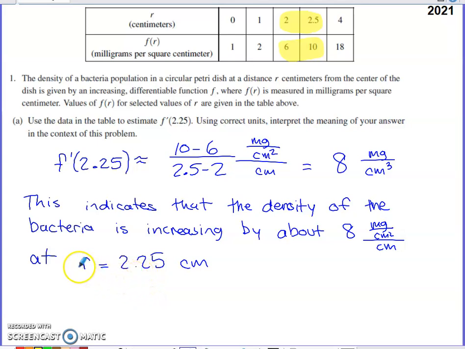One of the biggest issues I notice with interpretations like this is a lack of referencing the significance of the input. It's not the rate of change in general, it's the rate of change at that spot. It's an instantaneous rate of change.